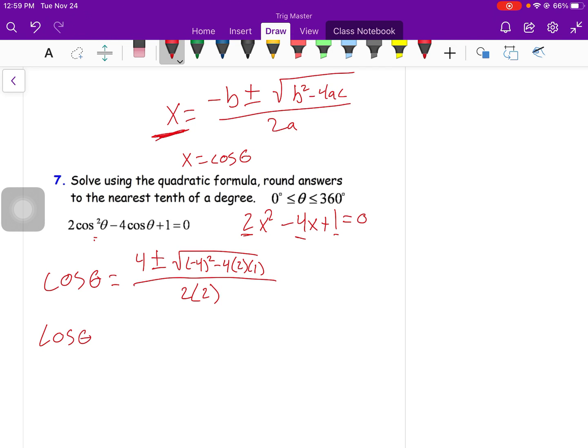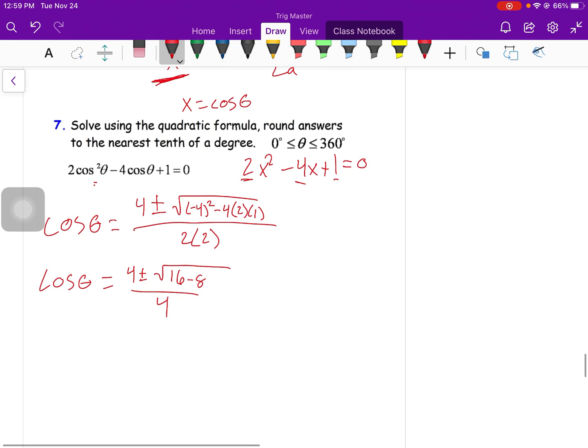So when I continue this process, my left side I'm just going to keep as cosine until I get this fraction simplified as much as I can, and then I have to go from there. So this is equal to 4 plus or minus the square root of 16 minus 8 all over 4. It's tempting to want to cancel these 4's out. You cannot do that because of that plus sign. All right, so we've got to do a little bit more work.